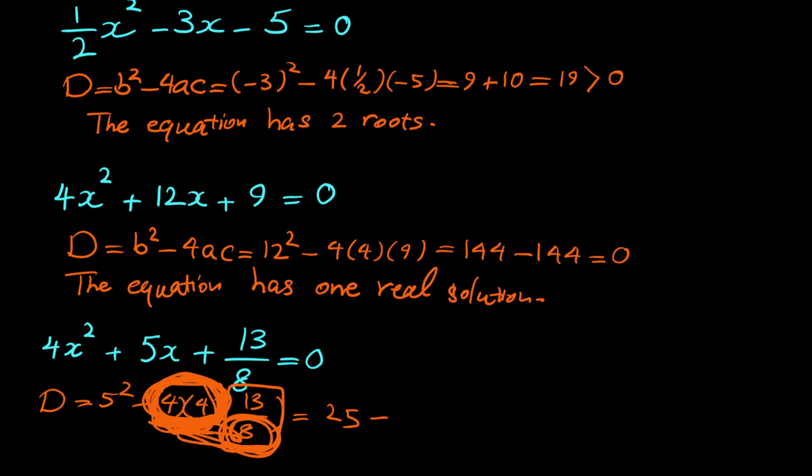4 times 4 is 16. 16 from the numerator can be simplified with 8, and then we have 2 here. 2 times 13 is 26. Definitely this is better than multiplying all the numerators by each other, getting a big number, and then dividing by 8. 25 minus 26 is negative 1.